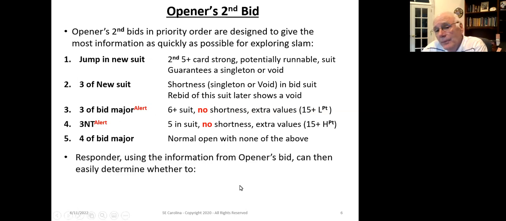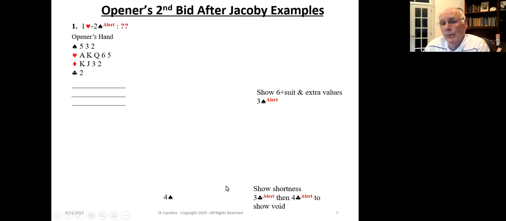Okay, the responder is going to use this information from the opener's second bid to determine whether to bid game, showing no interest in slam, or explore slam. Let's take a look at a couple of examples. I've got some things out of order here, but that's going to be okay. We'll just ignore those for now until we need them.